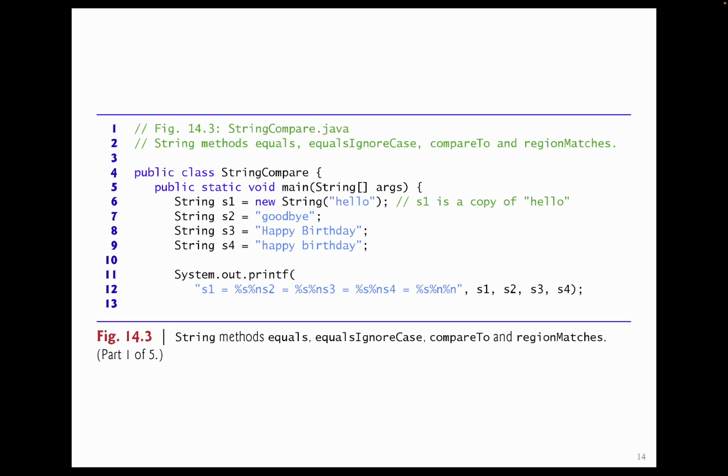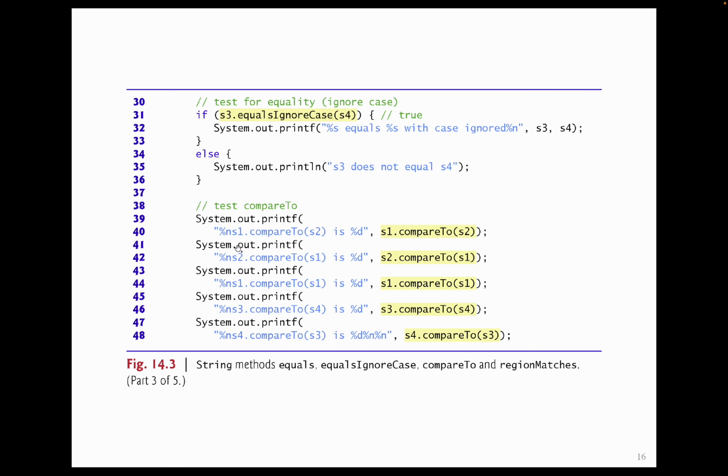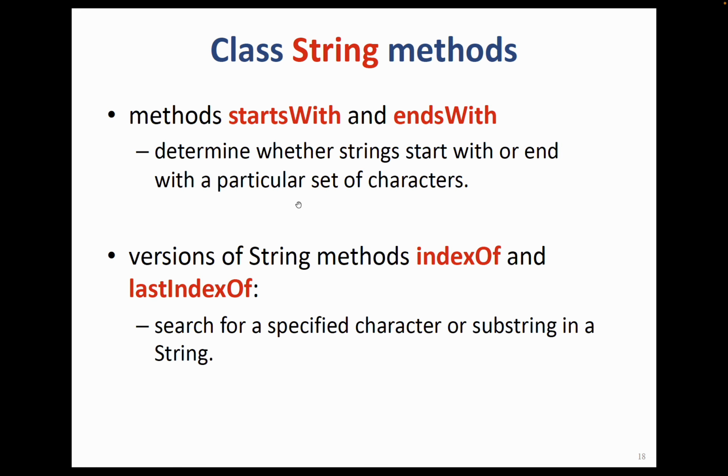These are just some examples that I already provided, this double equal sign issue, so I'm just moving on. All right, this is also the regionMatches part, so I will also move on.